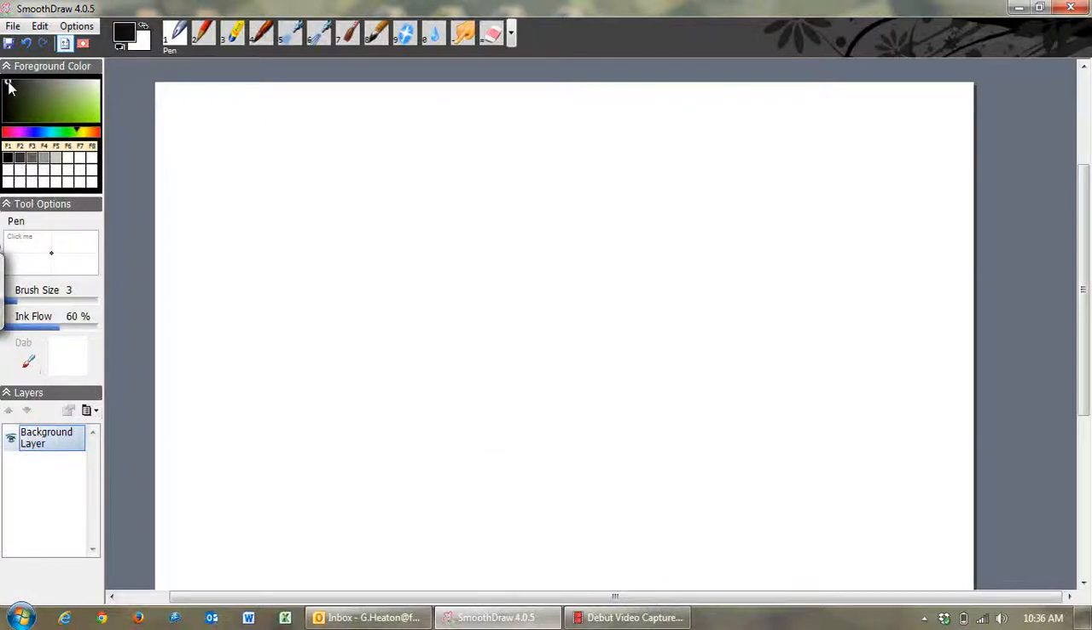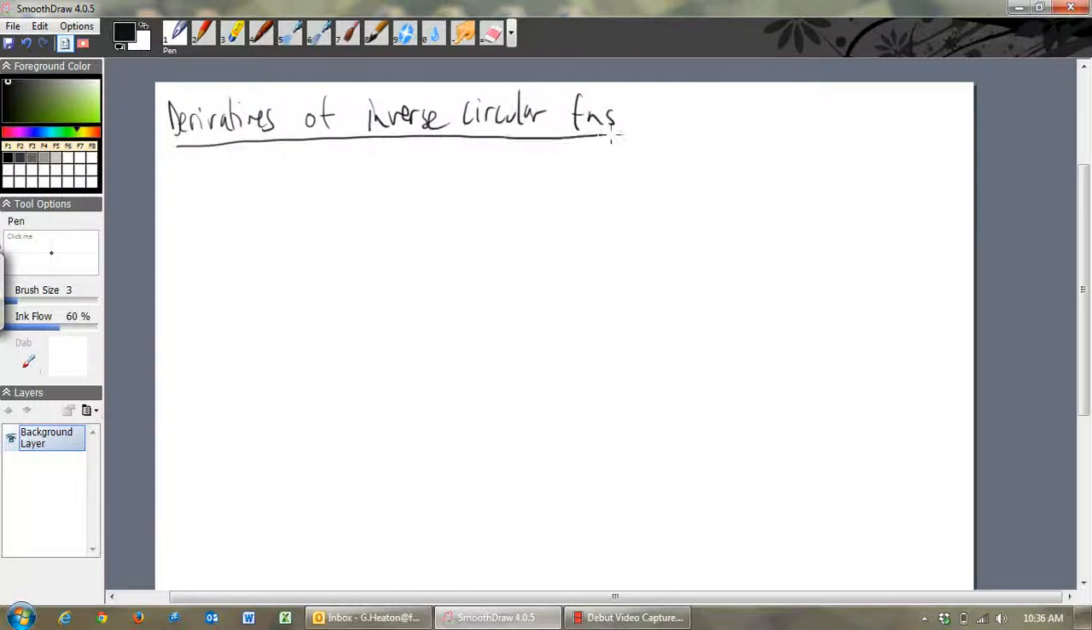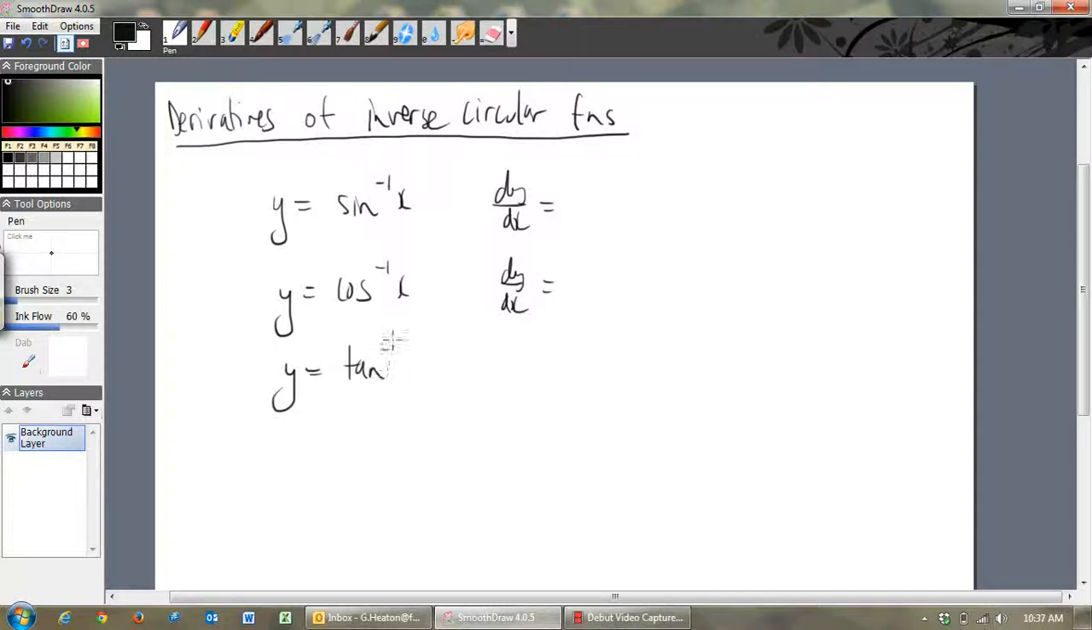Hello, and what we're looking at today is something that looks horrible, but it really is not that bad. And what is that? It's the derivatives of our inverse circular functions. In other words, if y is equal to sin^-1 x, what is dy/dx equal to? If y equals cos^-1 x, what's dy/dx equal to? And if y equals tan^-1 x, what is the gradient of that?